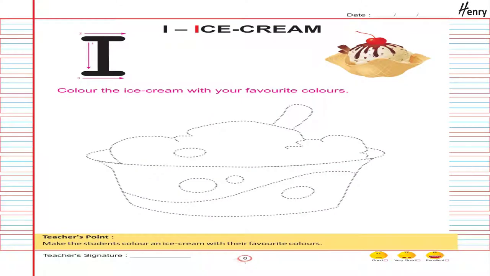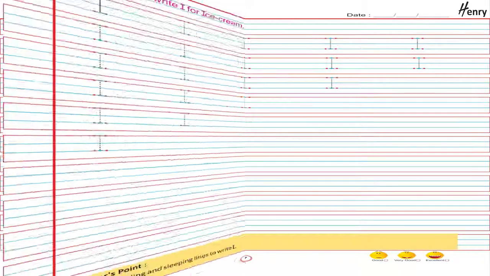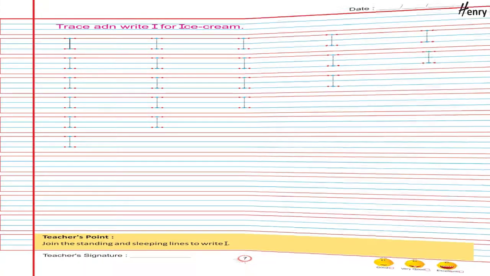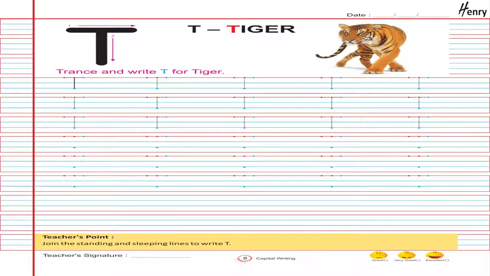I, ice cream. I, color the ice cream with your favorite colors. Trace and write I for ice cream. T, tiger. T, trace and write T for tiger.